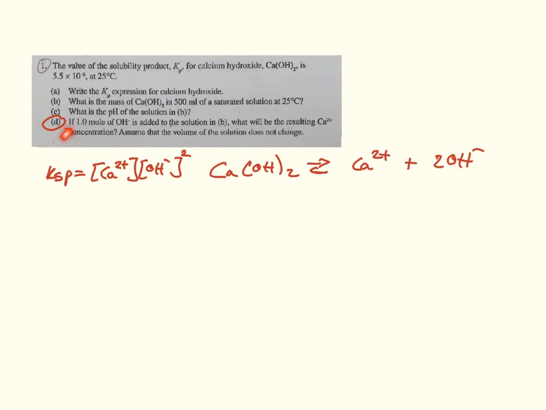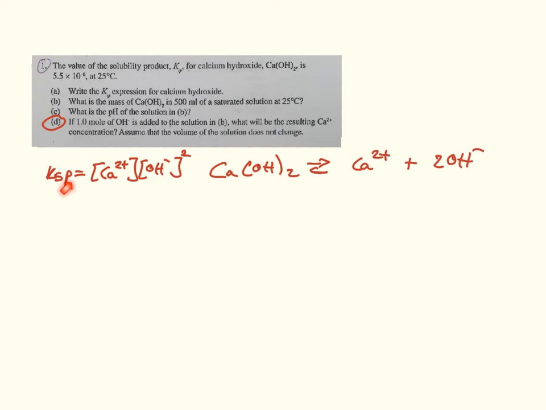Well, let's look at part D. They say if 1 mole of hydroxide is added to the solution in part B, what will be the resulting calcium concentration? Assume that the volume of the solution does not change. So there are two things we have to remember. Because this is a precipitated solution, the concentrations of these two will be determined based on Ksp.